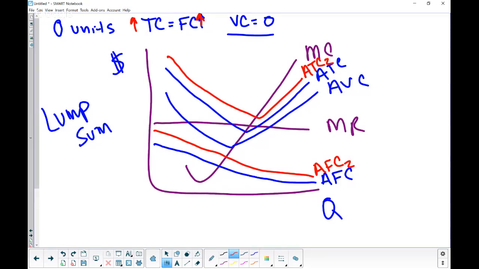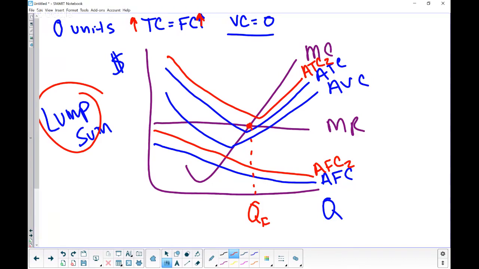Now, not to confuse you with all these different lines, what a crazy graph we got going on here, but what we've noticed is what? What's happened? Well, guess what, folks? We're still always going to produce where MR equals MC. So if we have a lump sum, does it change our quantity? No. Our quantity will be the same. Does it change our price? No. The quantity is the same. The price is the same. It really has no effect on our graph.